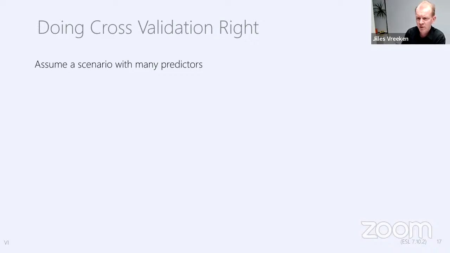Let's consider the following scenario. We have data with many predictors. My favorite example is still the genetics case. We have 20, 30, 80,000, whatever, genes or other proteins or stuff like that. But essentially, if you take an image, you have, I don't know, 1,000 by 1,000 pixels, you also have quite a few possible predictors. So think of your favorite example.